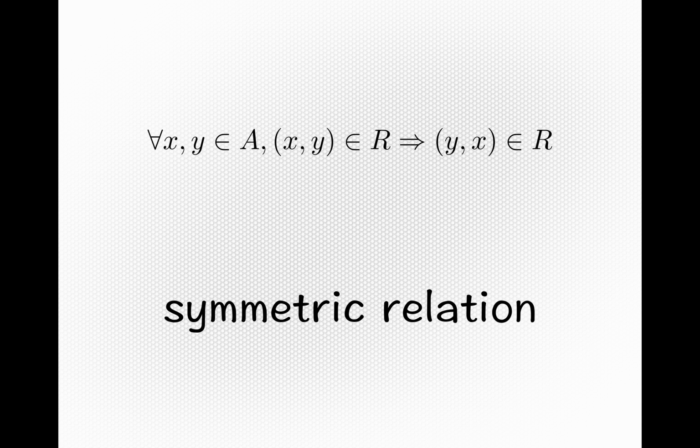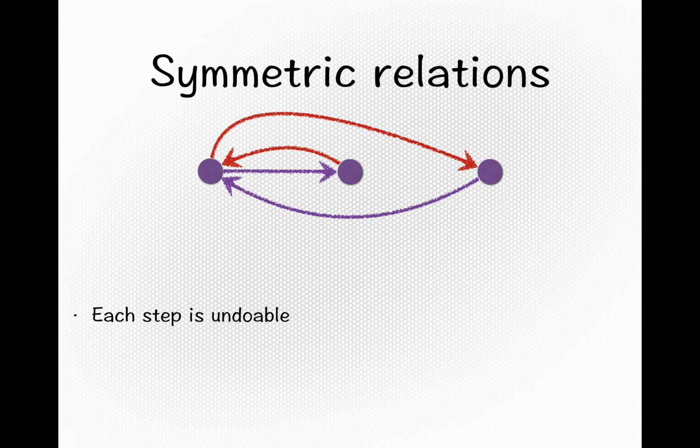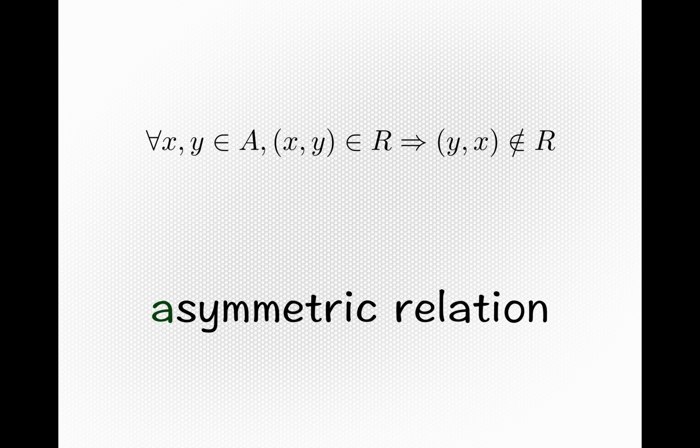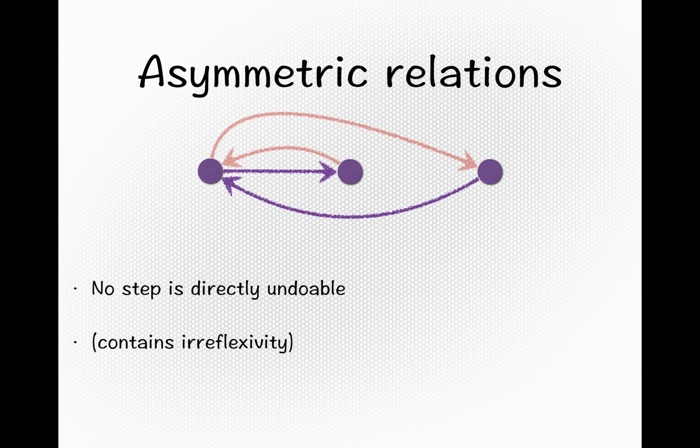So we call a relation symmetric if for all elements, if we can go from x to y, we should also be able to go from y to x. Very straightforward. So basically if we think of a relation in terms of a transition system, each step is undoable. If we can go somewhere, we can also return in 1 step. Then we have an asymmetric relation, which means that if we go somewhere, we cannot go back in 1 step. And that's the direct opposite.